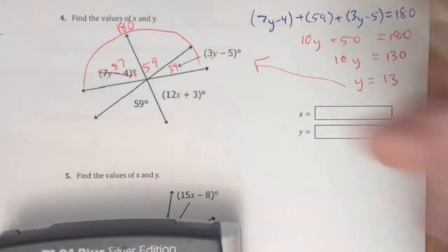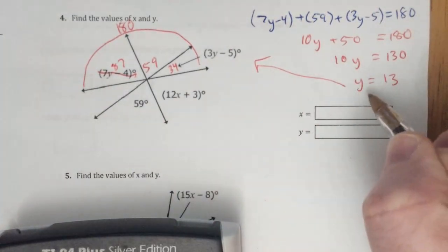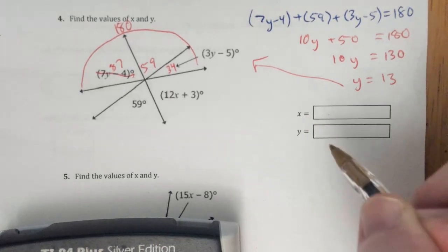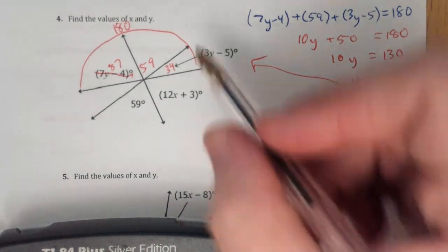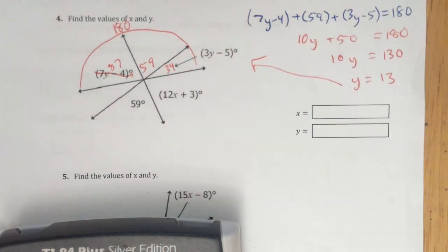All right, now let's see. So we got x so far? Nope, we don't. We don't have x. We have y. We have y is 13. Let's see. I still don't have x. What can we do? Well, we just found this stuff. Maybe that helps.